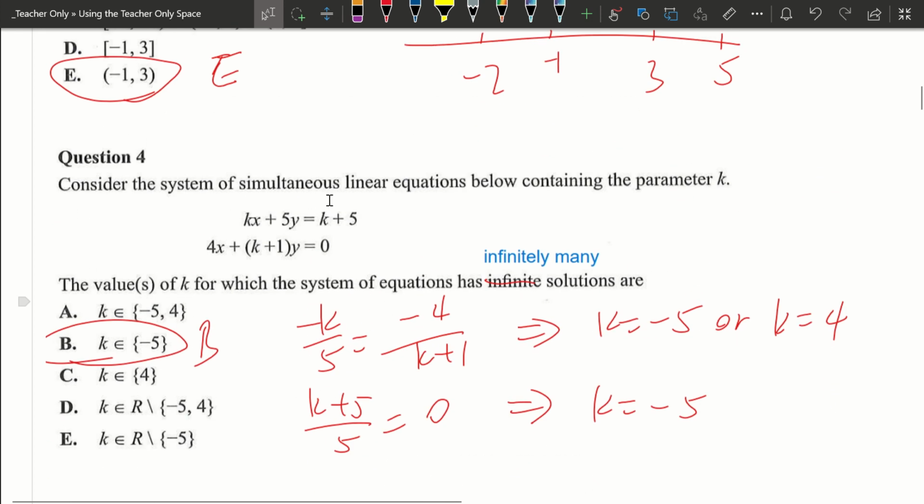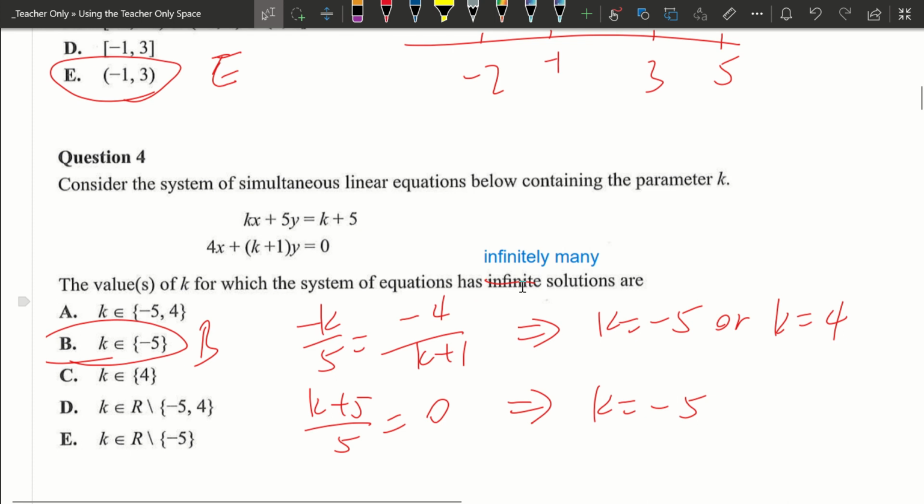Okay, I have a system of simultaneous linear equations, and there's a parameter k. Kx plus 5y equals k plus 5, 4x plus (k plus 1) times y equals 0. You need to find the values of k for which the system of equations has infinitely many solutions. I have corrected VCAA's wording.